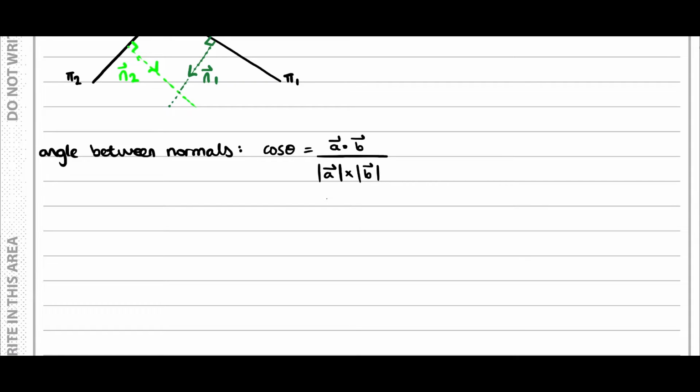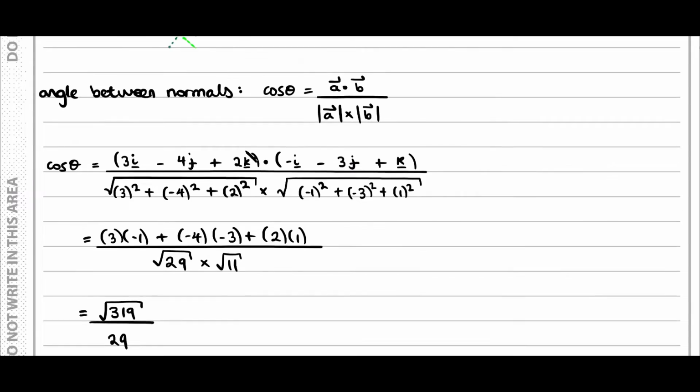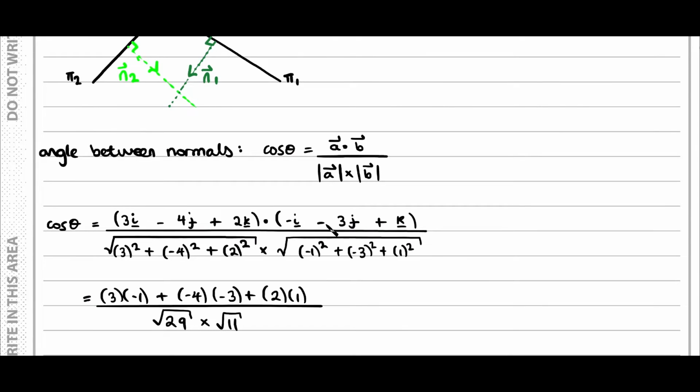With that being said, cos theta is equal to the following. So we have 3i minus 4j plus 2k, and then we have minus i minus 3j plus k. So we dot product those two vectors together, and then we have on the bottom the square root of 3 squared plus minus 4 squared plus 2 squared, multiplied by the square root of minus 1 squared plus minus 3 squared plus 1 squared.